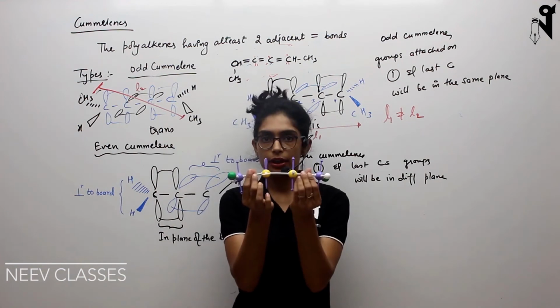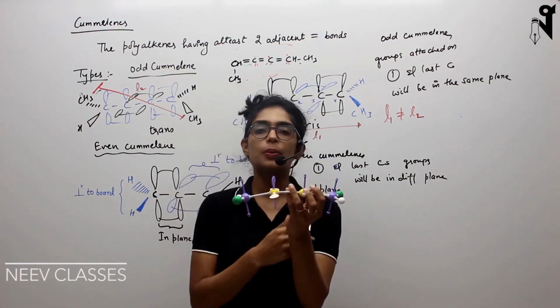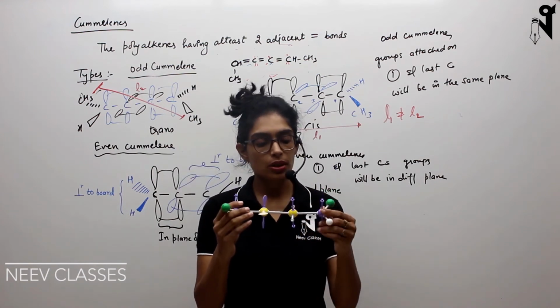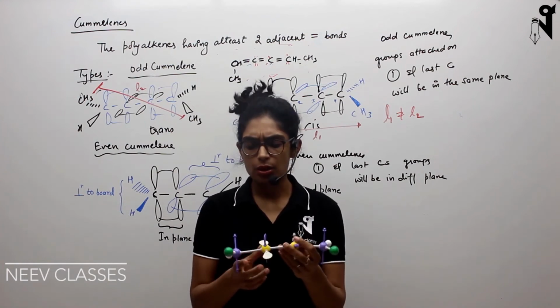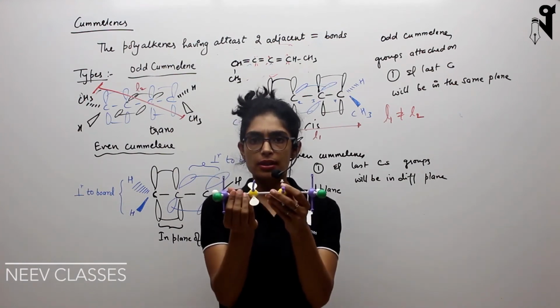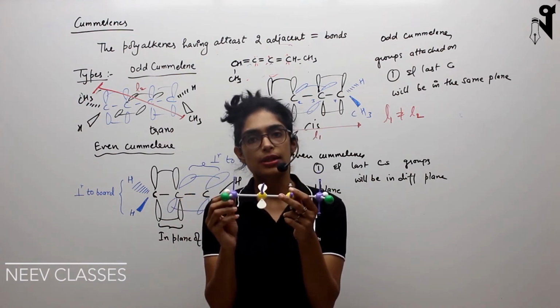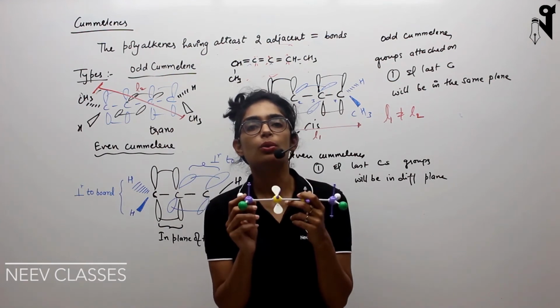So this form will be called as trans form, when one group is facing towards you, another group is facing away from you, right? And if both are facing towards, or if both are in the same plane, basically same direction, both CH3s are towards you and both hydrogens are away from you, this will be called as cis form. Now let's see whether the same thing can be shown by even cumulines or not.